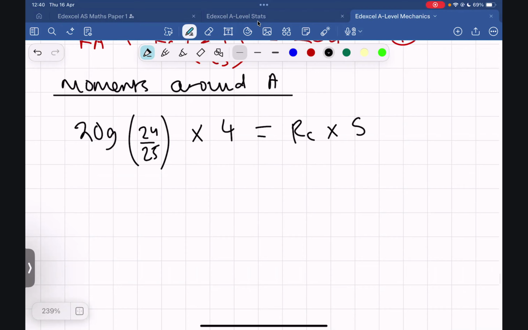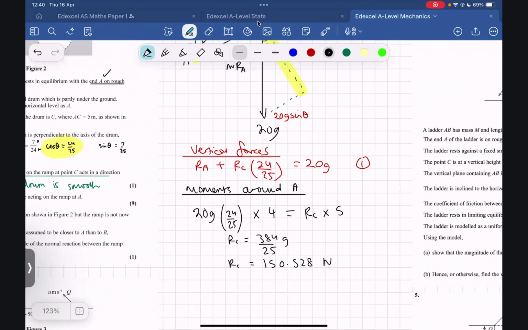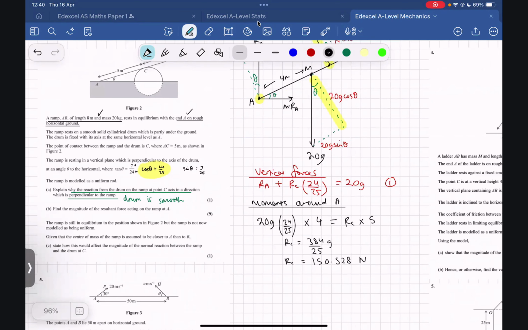So I have 20 times 24 times 4 divided by 25 divided by 5. RC is equal to 384 over 25G. I just worked it out. So I get RC is equal to 150.528 newtons exactly. Okay, now we can put it in the first.